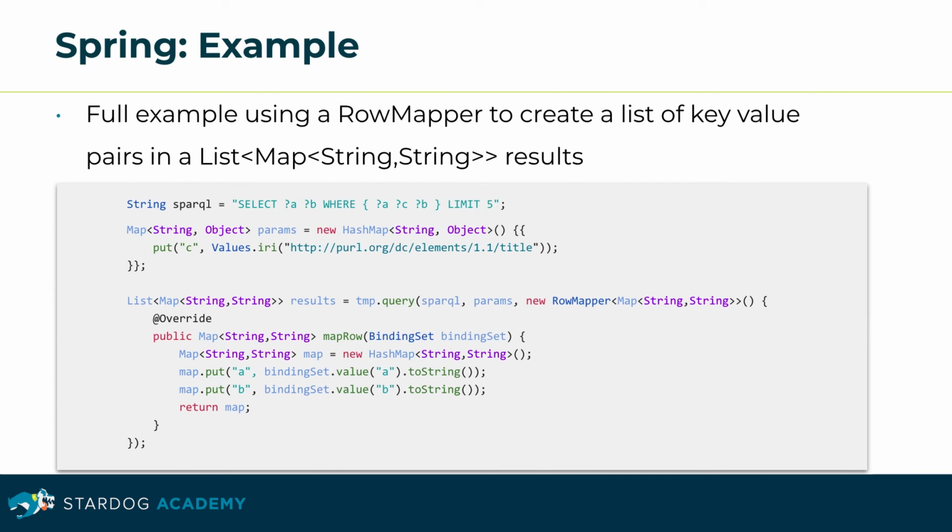This block here is probably the most typical we want to have in terms of using a Snarl template and building a Spring-based application. This concludes the section on the Stardog Spring Framework bindings.